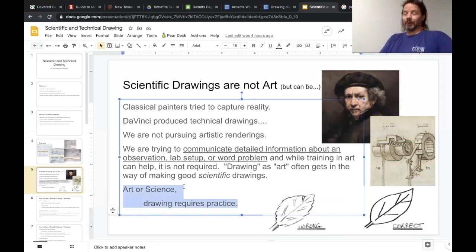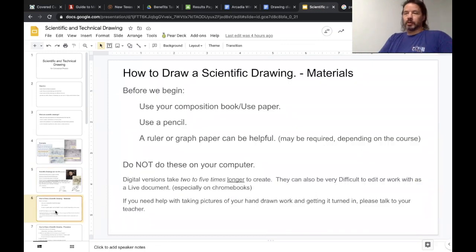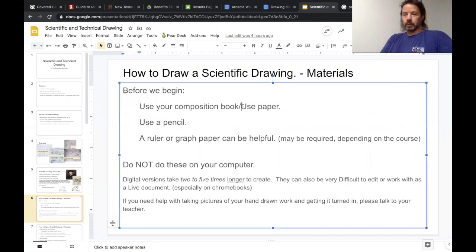Regardless, drawing for art or science requires practice. How to draw. Your materials that you should use for this class when you draw is you should use a composition book. Your composition book should be your journal for the class. It should be a lab journal. It should contain your journal for everything that we do in this class, including all your drawings.